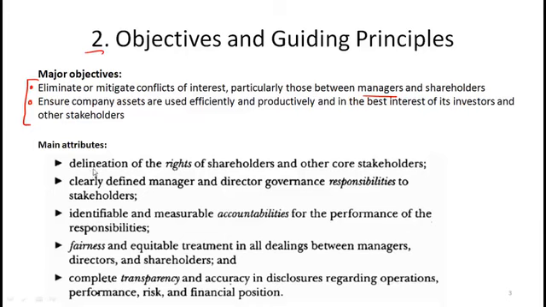Then under attributes, delineation of the rights of shareholders and other core stakeholders. So we need to know what the rights of shareholders are, what the rights of managers are, and so on. Clearly defined manager and director governance responsibilities to shareholders. Identifiable and measurable accountabilities for the performance of the responsibilities. Fairness and equitable treatment in all dealings between managers, directors and shareholders. And finally, complete transparency and accuracy in disclosures regarding operations, performance, risk and financial position. These are the main attributes, and the rest of this lecture will be an elaboration of these.